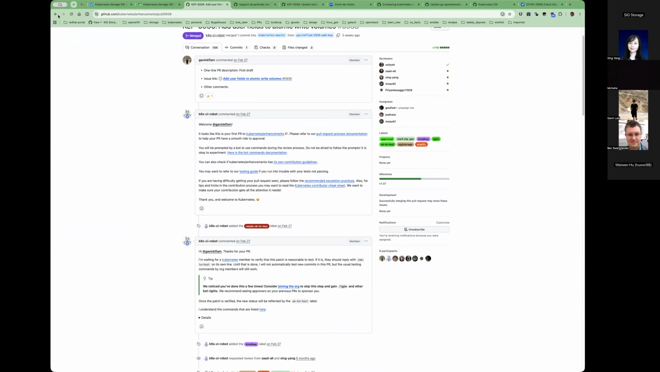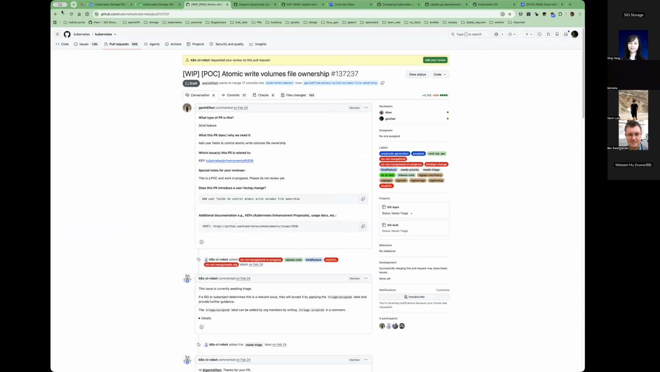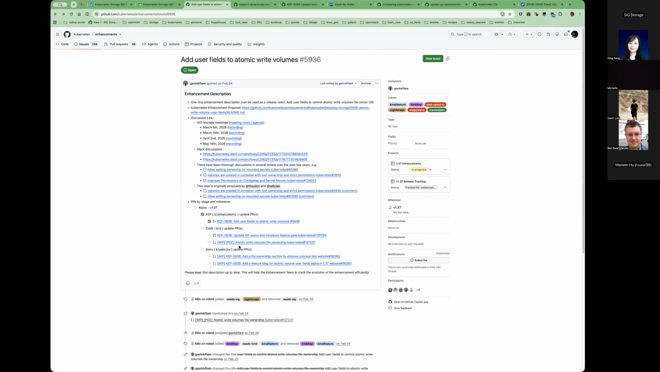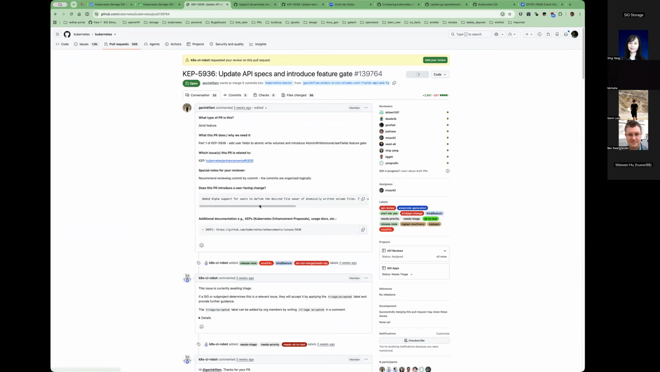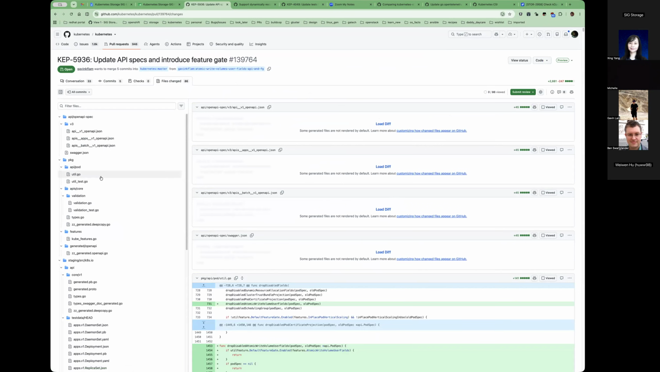Oh, okay, this is the enhancement. Sorry, let me put the code PR. Yeah, the first one. Does this need an API review? Yes, so the code PR here, this is the API changes. So I'm waiting for an API review.